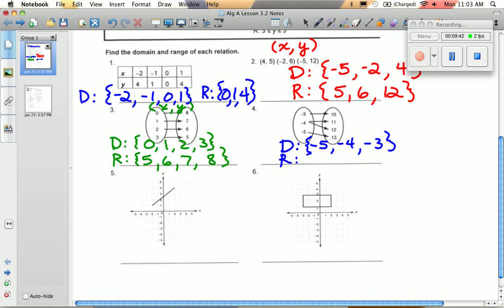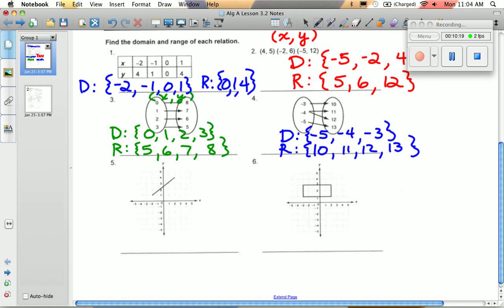Range. Get your capital R, your colon, and your fancy bracket. Notice mine are getting kind of sloppy, but make sure they don't look like a parenthesis. They are a curly bracket. Okay, class together, what's going to be the first member of our range? 10. That's right. 10, 11, 12, 13. Again, the first oval always represents the x's, the second oval represents your y's.